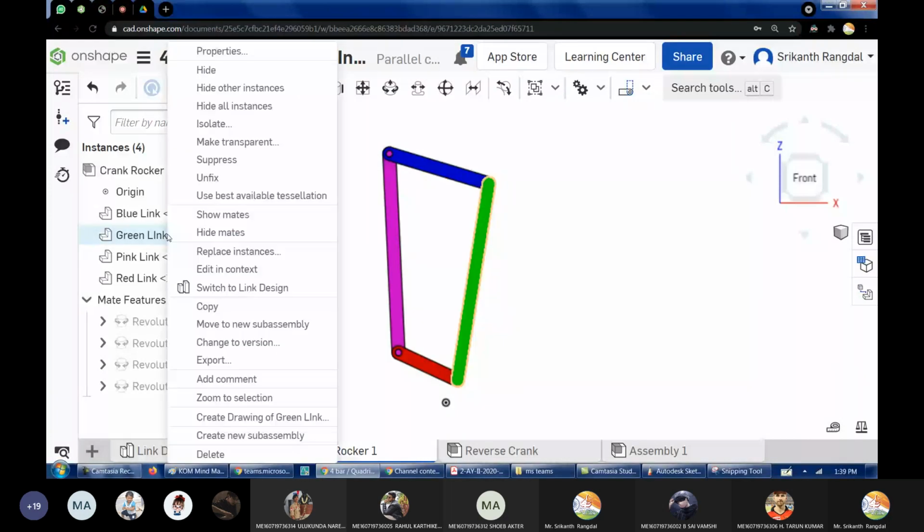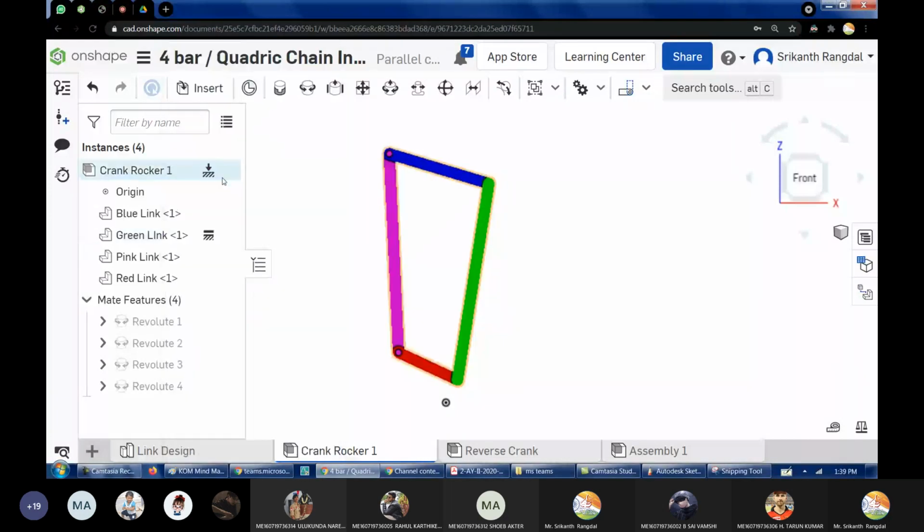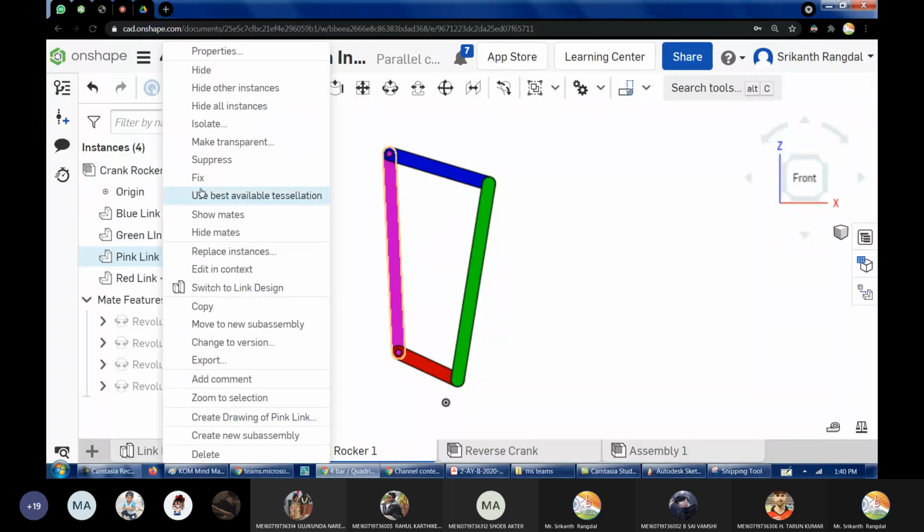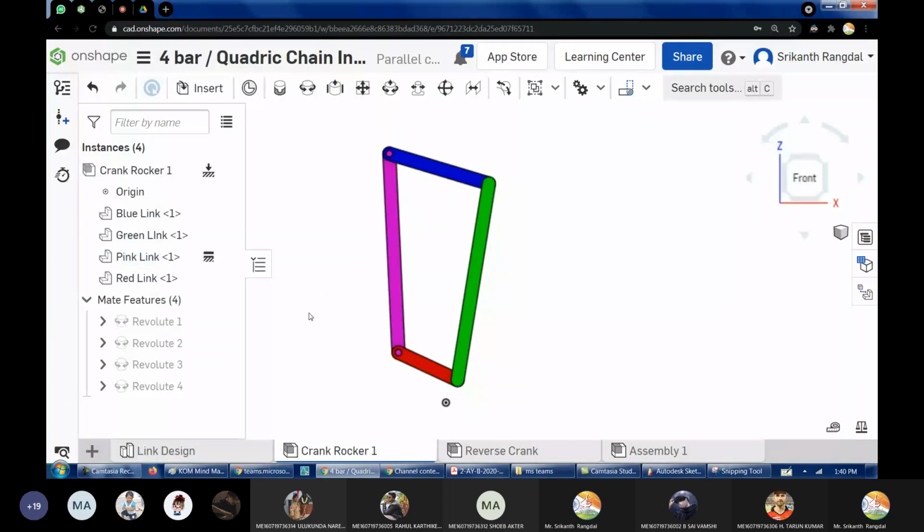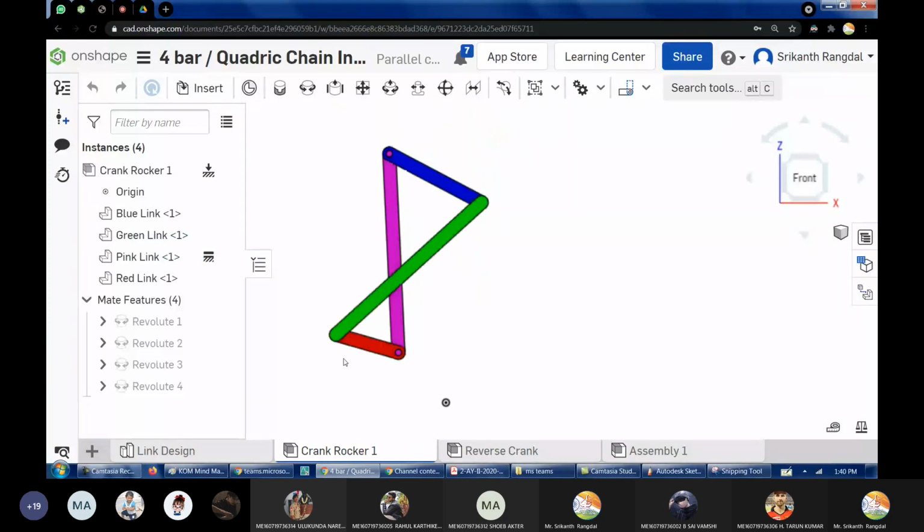Now let me unfix the green link. Now you can see all the links are free again. And now I will fix another link. Let us say, the pink link. Now instead of the green link being fixed, the pink one is fixed. Now let us see what kind of motion is possible. I'll again take the red link and move it.